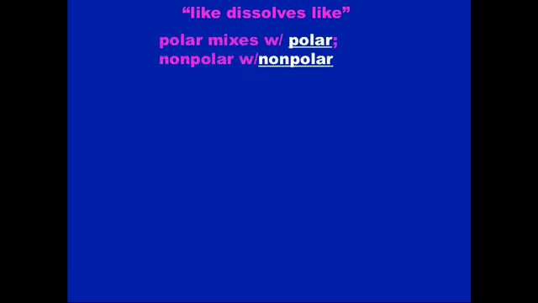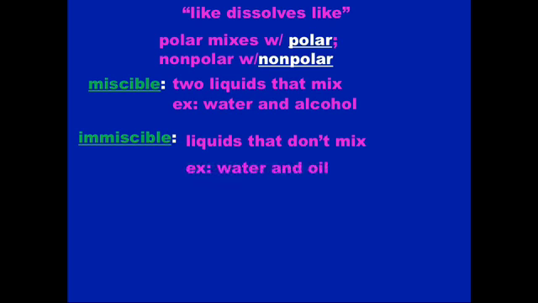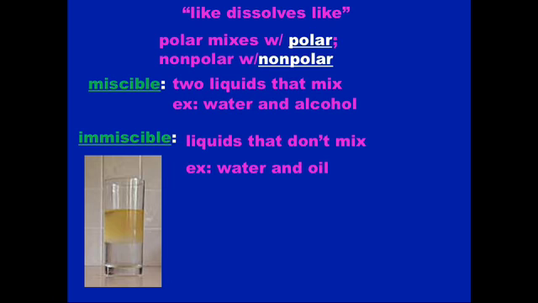So, like dissolves like, what does that mean? Basically, it tells you that polar is going to mix with other polar molecules, while nonpolar mixes with nonpolar. For example, oil is nonpolar and water is polar, so they dissolve different types of substances. If something is miscible, it means two liquids that mix. I remember it because miscible kind of sounds like mix. For example, water and alcohol can be mixed. Immiscible, which means they cannot mix, would be like water and oil. Those separate out, like the diagram showing you there.